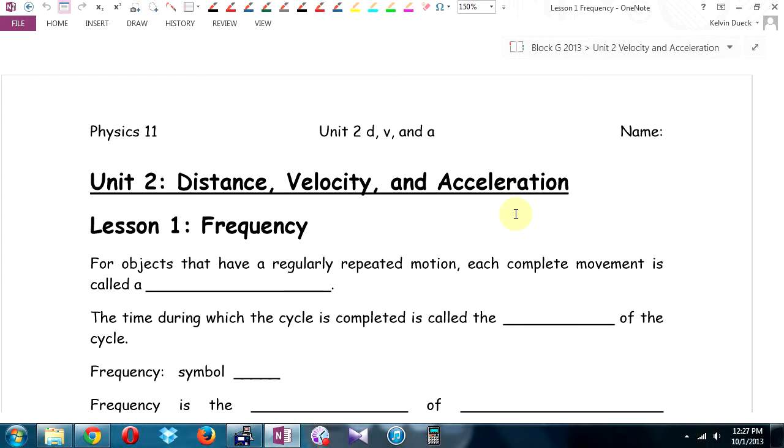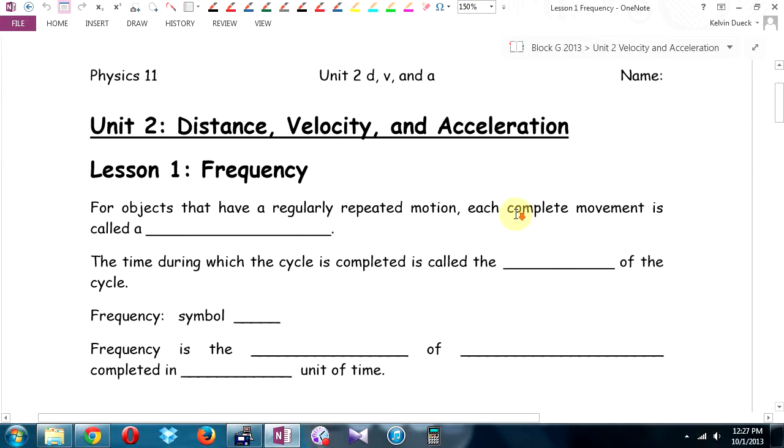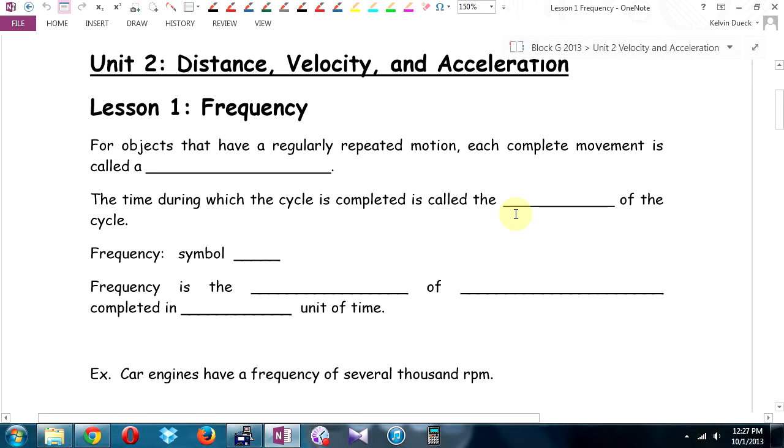Part of what we're saying is in physics, we like to be able to calculate or predict or to measure things. So, distance, velocity, and acceleration. Lesson 1, frequency. For objects that have a regularly repeated motion, each completed motion is called a period. Let me give you an example here.